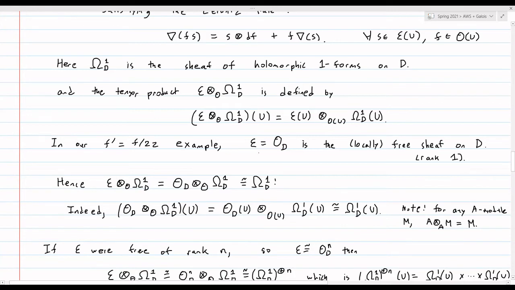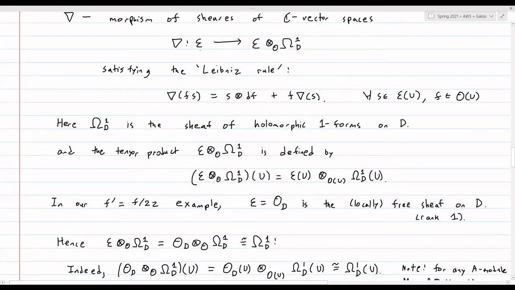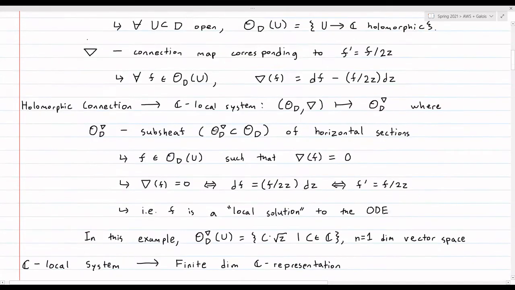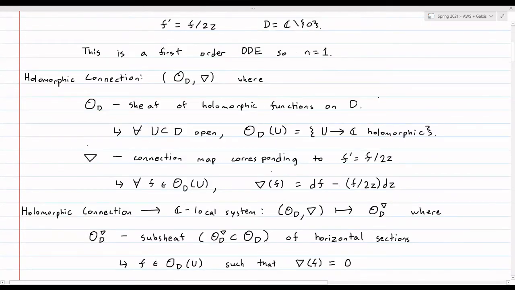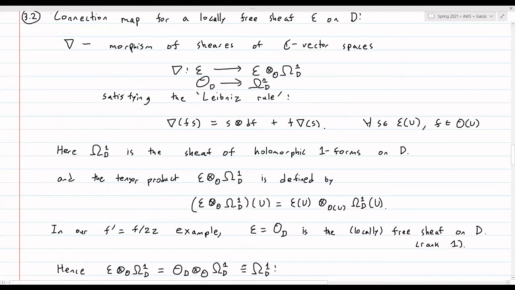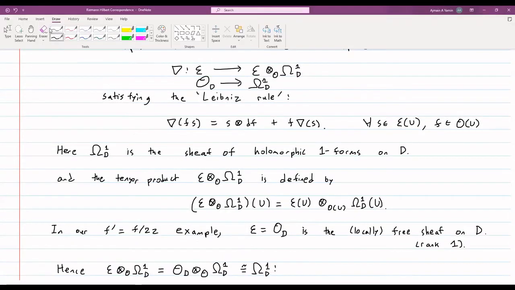So in our specific example, the connection map just goes from the holomorphic functions on D, that sheaf, to the one forms on D. And that's exactly what we were doing up here in this example when I first introduced this right here. It takes a holomorphic function and gives me a one form. So that's precisely what I'm getting in this specific example.